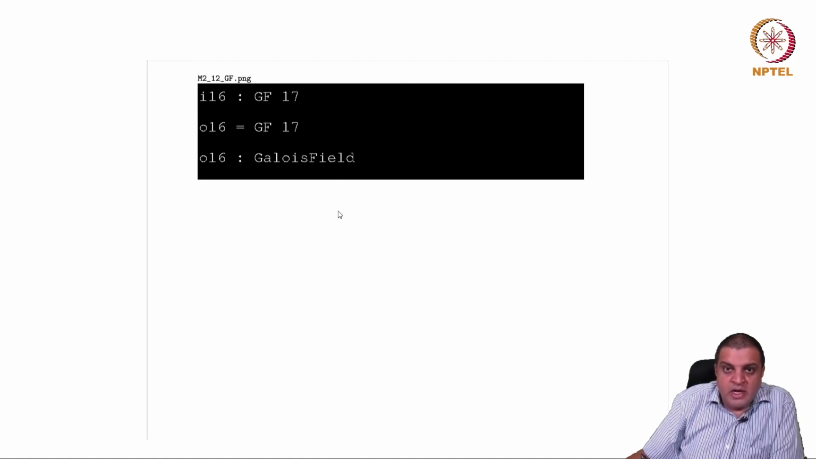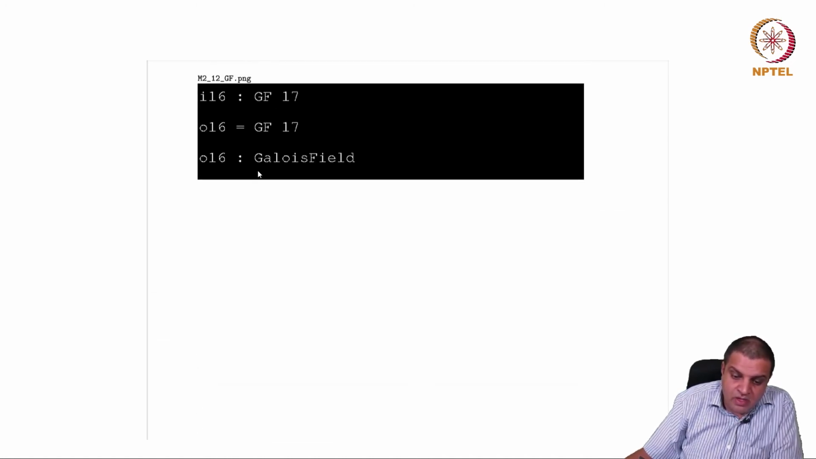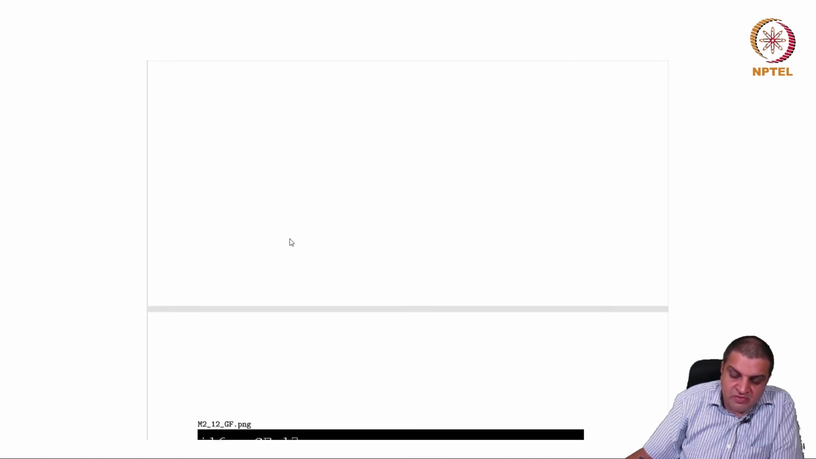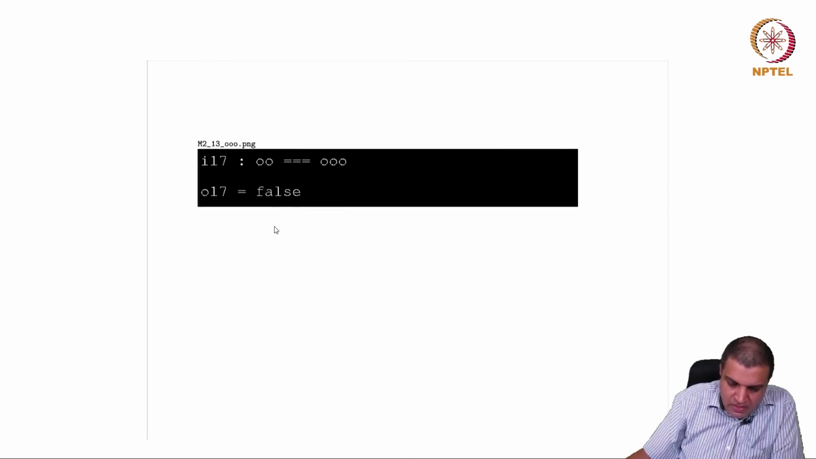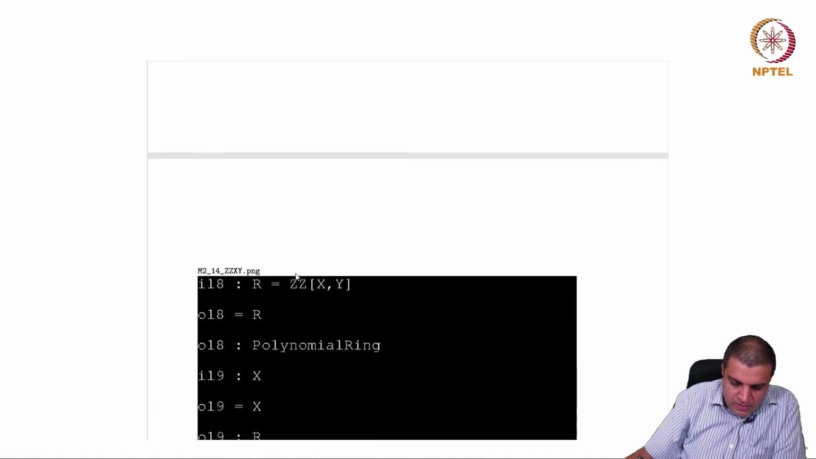Now this is where the idea of class comes in. We ask, OO with 3 equals OOO. What does this mean? OO means previous output. OOO means the output before that. So on line 17, OO denotes O16, and OOO denotes O15, and so it's asking whether GF17 and ZZ mod 17 are the same, and it says it's false. That's because they are different objects in turn. One is a quotient ring, the other one is a Galois field. So one has to worry a little bit about these things when you write code.